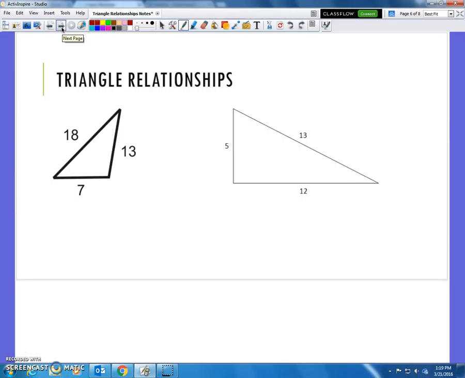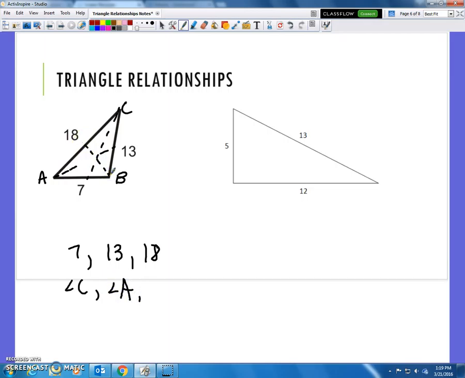Okay, and now notice how it doesn't have any labels on here, so I'm just going to call this ABC. Let's label it ABC so we know which angles we're talking about. Now I'm going to start instead with the sides this time. I'm going to start with the smallest, 7, then 13, then 18. Okay, and this works the same exact way. The smallest angle is opposite the smallest side, so in this case, angle C would be the smallest angle. Then 13 is opposite to A. Angle A would be the second smallest, and the largest, the hypotenuse is what they call it, would be angle B. Okay, across from angle B.